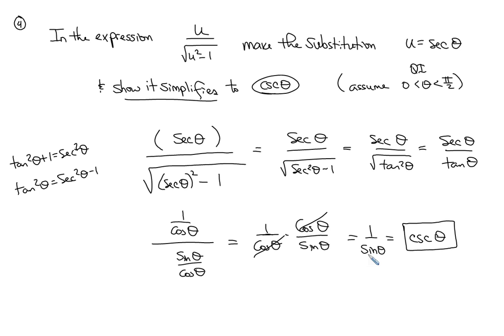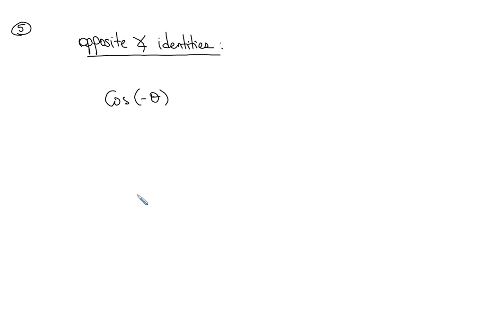All right, so that's our fourth example. One more example, and then we'll call it quits for this section. The fifth example I want to show you really involves what we call opposite angle identities. The opposite angle identities tell you what happens when you have cosine of negative theta. So cosine of negative 30 degrees, cosine of negative 5 pi over 4. And it turns out that with the cosine function, cosine of negative theta, the negative disappears and it just becomes the same thing as cosine of theta.